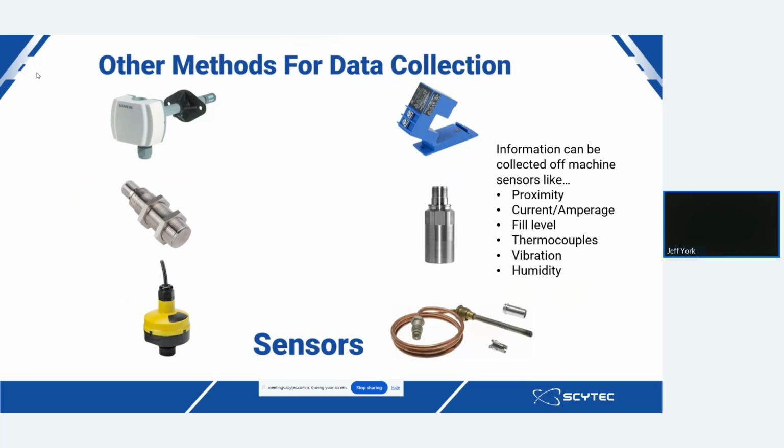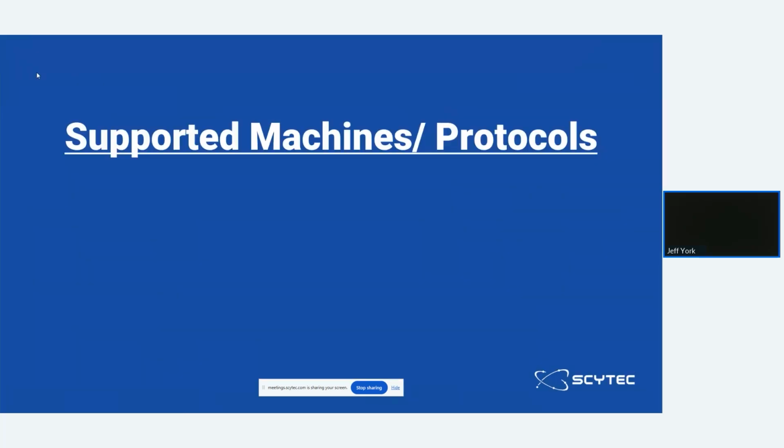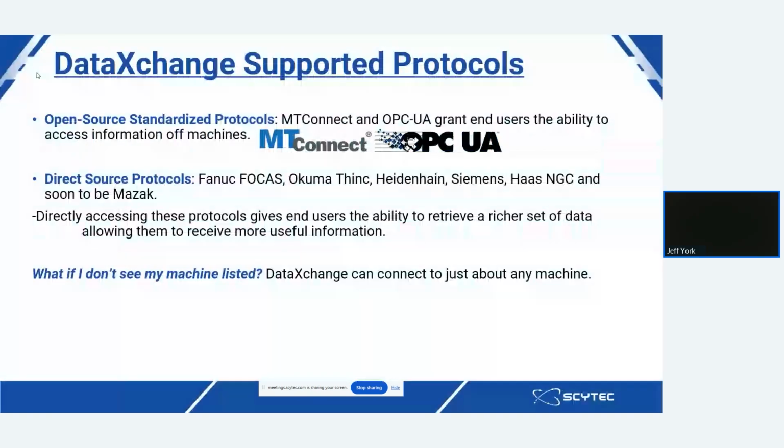But those are the most common ways that DataXchange can pull information off of your machines. Use that information to make a chart or dashboard that can help alleviate those shop floor woes that you have. Next, I'm going to go over the supported machines and protocols for DataXchange that I haven't gone over already. I mentioned earlier that we have access to open source standardized protocols like MT Connect and OPC UA, and these grant end users the ability to access information off your machines.